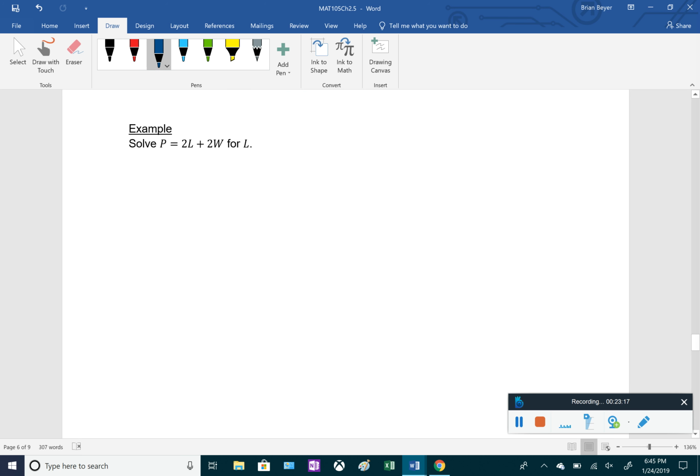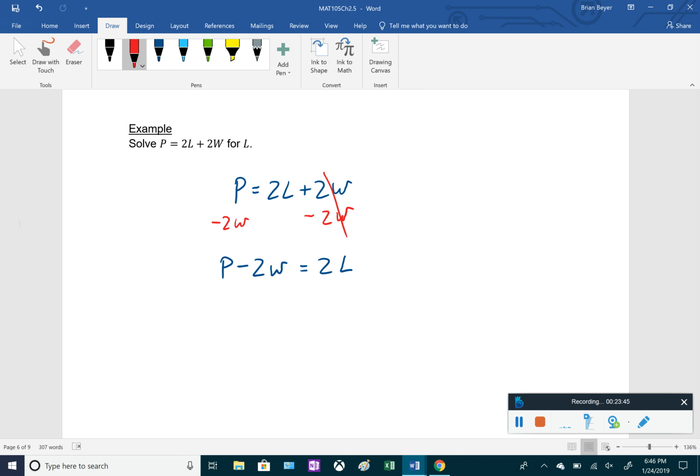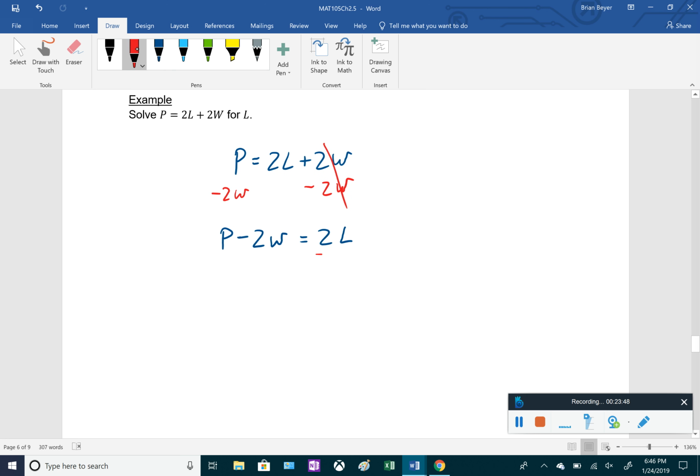Okay, for the next one, we have a perimeter of a rectangle formula. P equals 2L plus 2W. We're going to solve it for L. So 2L plus 2W. So solving this for L, we need to subtract 2W on both sides to get rid of it over there. So the left-hand side is going to be P minus 2W equals 2L. And then to get rid of that 2 multiplying the L, we have to divide it.